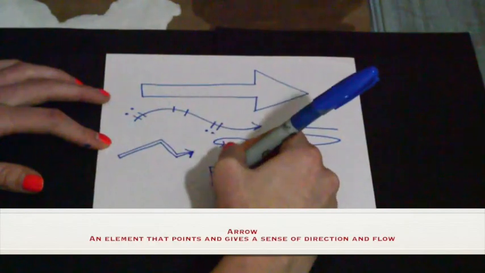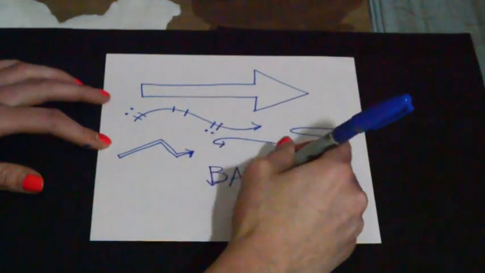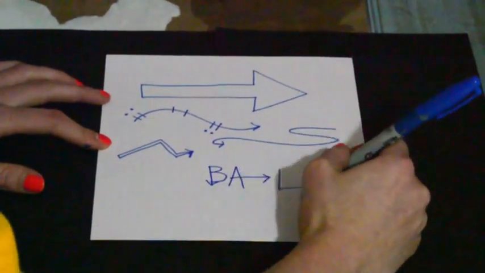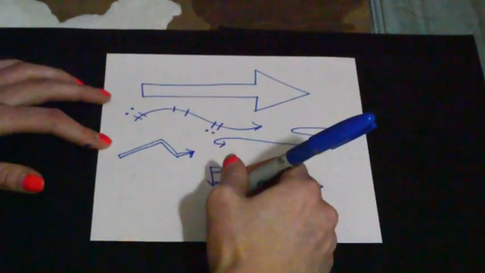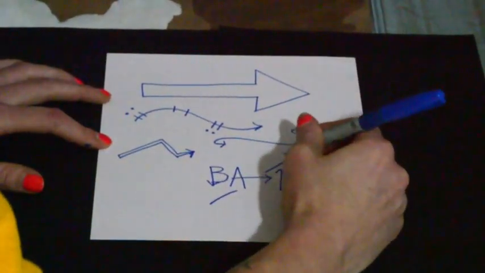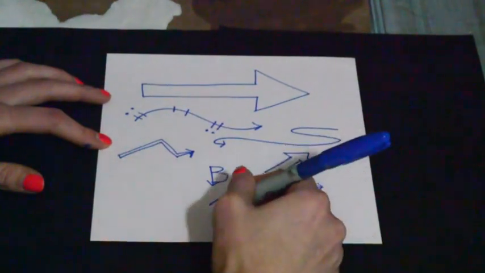An arrow can also be added onto the end of a letter. So here are some examples where an arrow is added to a letter. Again, an arrow can be added in the background as an extra embellishment.